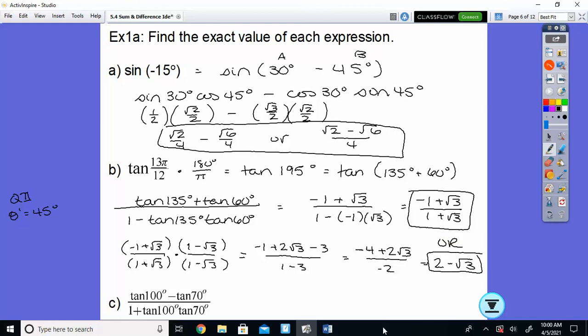So for this section, I am more worried that you can use the formula than if you get your radicals off the denominator. So I'll accept either answer. Any questions there?